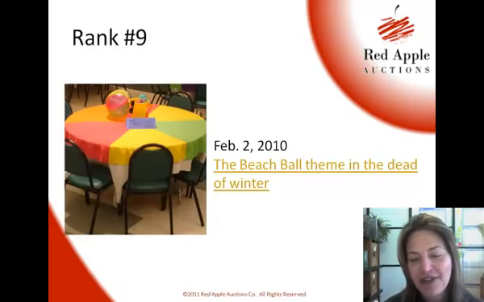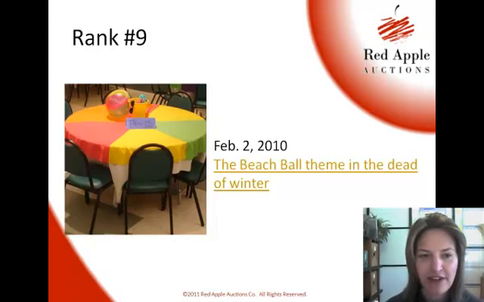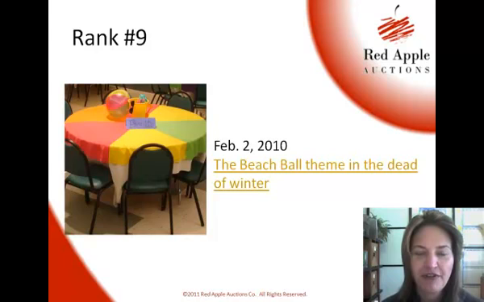Rank number 9 was written on February the 2nd, and boy doesn't that look nice right now. It's so cold outside here in Washington, D.C. and I'm seeing those bright colors and thinking I want to head to the Bahamas. We've got the beach ball theme in the dead of winter. If you're looking for a little bit of color in your life right now, head on over to that post.